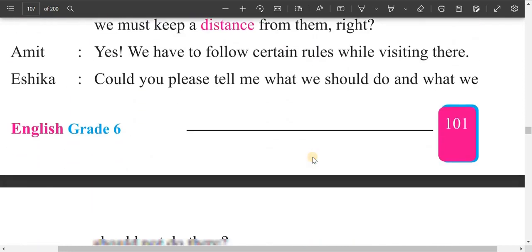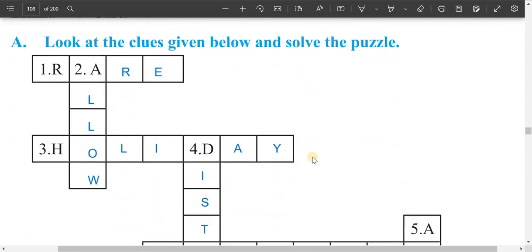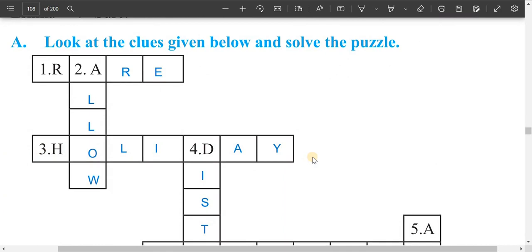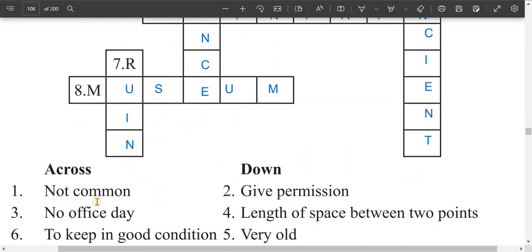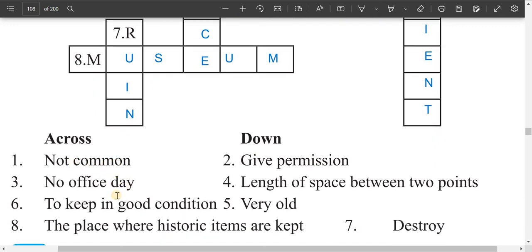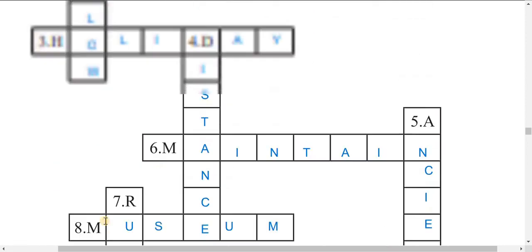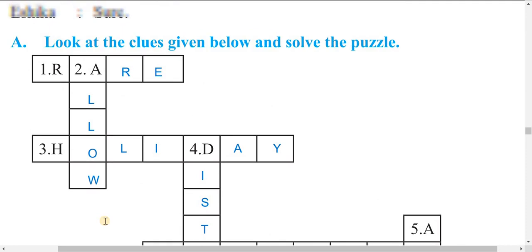Now, students, let's do the rules and regulations you should follow. Look at the clues given below and solve the puzzle. It's very easy. I will help you do the exercise. First of all, across, number 1, not common. We should find a word that means not common. B, give permission. C, 3, no office today. This is holiday. 4, length of space. So in this way, we have to find the words and complete this puzzle.